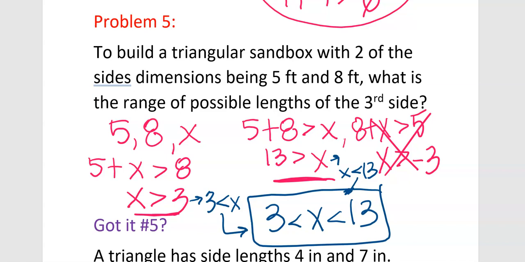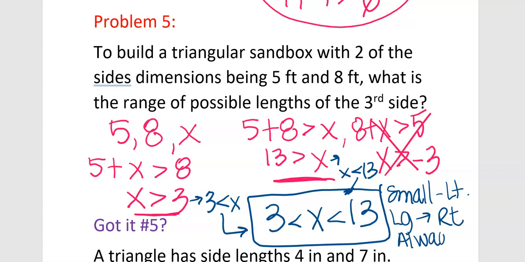So if you just remember that the smaller number is always on the left, bigger number on the right, small left, large right, always less than symbols. Okay? It doesn't matter what you think it is, it's always less than symbols there.